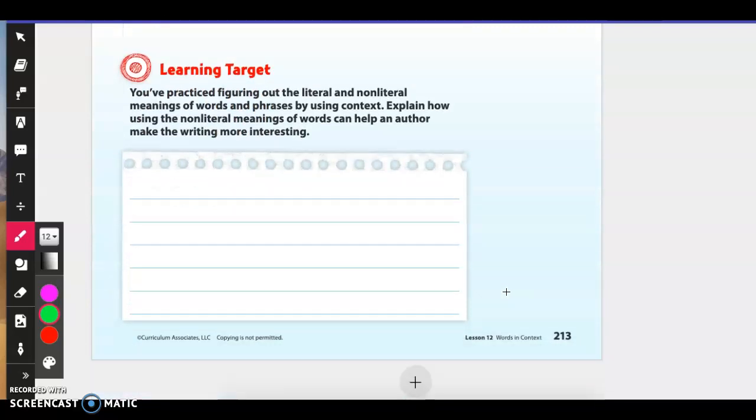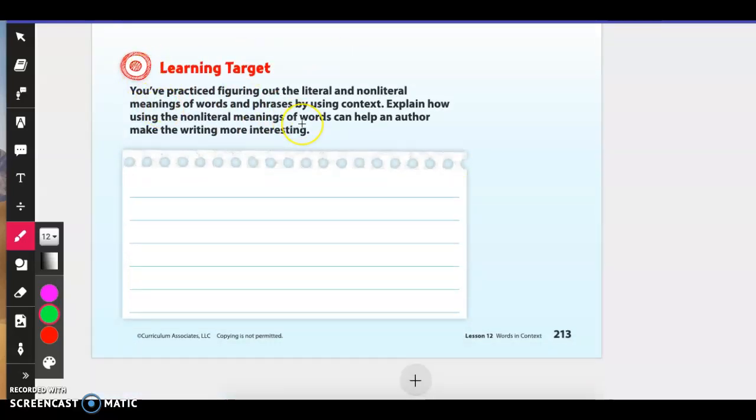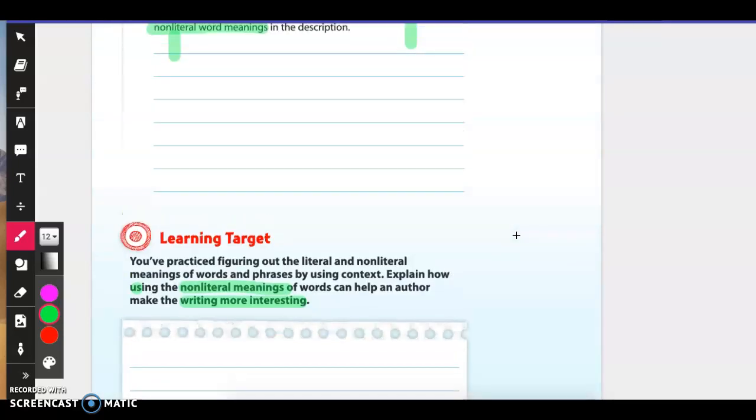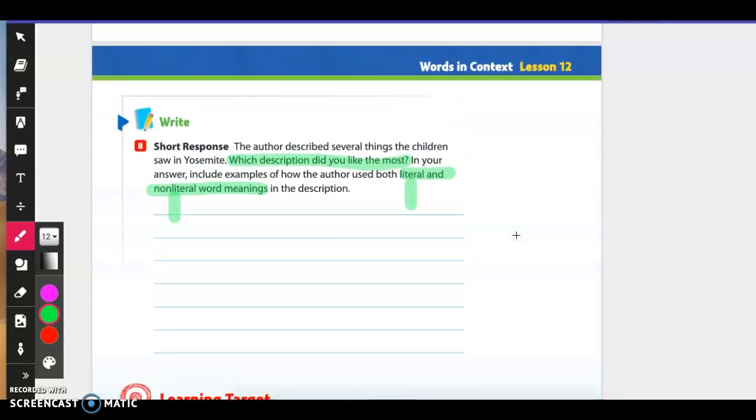After you finish your short answer question, make sure you answer the learning target. So it wants to know how using non-literal meanings of a word can help the author make writing more interesting for you to read. You'll put your answer here. There's no right or wrong answer, but you should talk about how the author uses non-literal meanings to make writing more interesting.